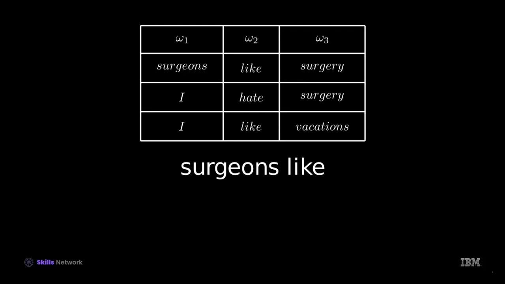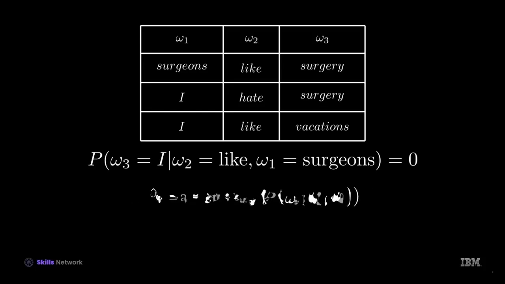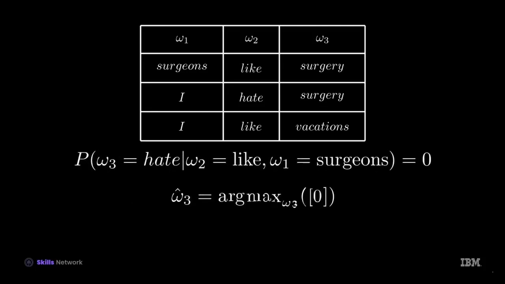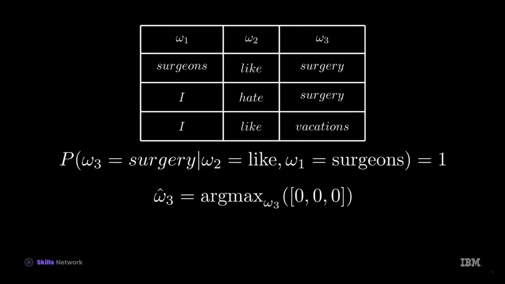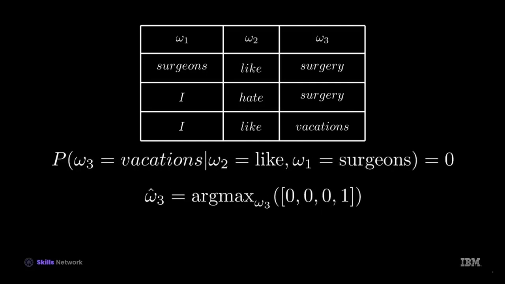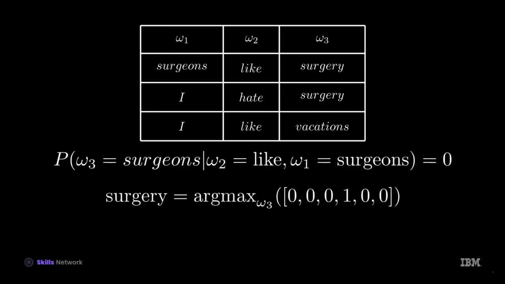You can employ the trigram model to predict the next word by leveraging the probabilities generated from the table. For context, set the first word to surgeons and the second to like. To predict the third word, denoted as omega, identify which word maximizes the likelihood of being the third word. This optimization is achieved using the argmax function, which selects the word with the highest probability from the different possible third words given that the first word is surgeons and the second is like. As illustrated, all possible outcomes for the third word have a probability of 0, except for surgery. Therefore, the predicted third word is surgery.